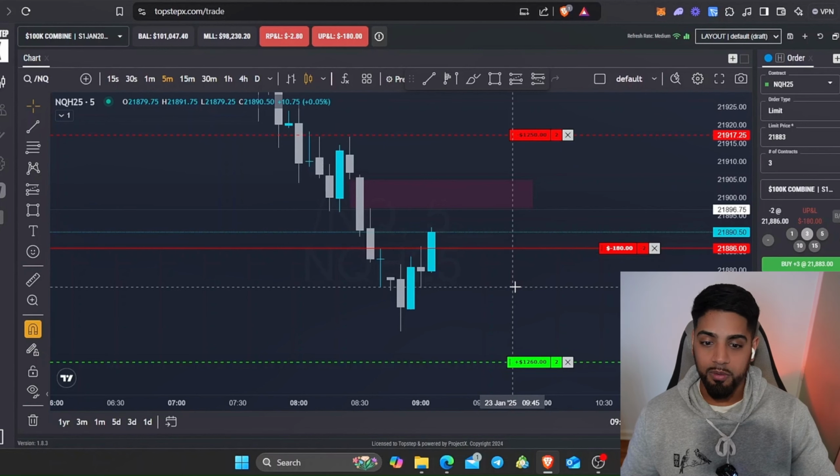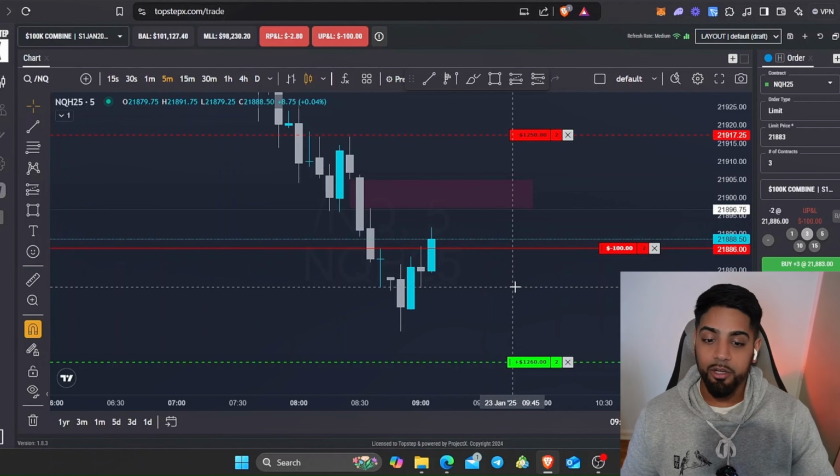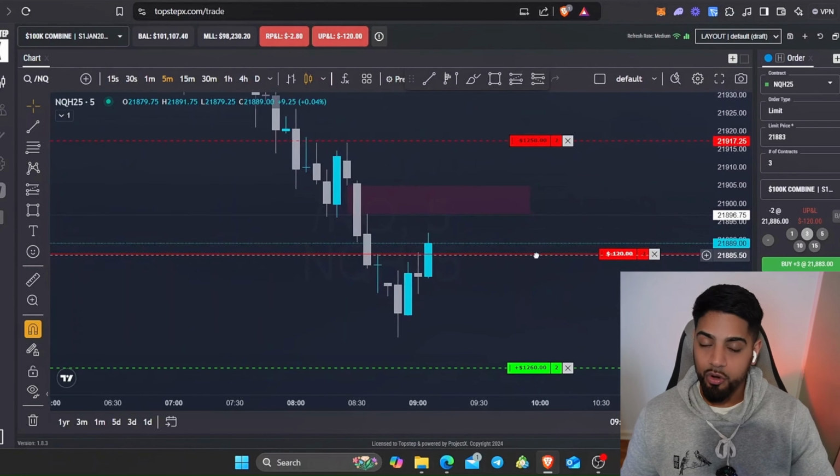A lot of people will potentially move their stop losses higher, assume a little bit more risk, or they may close out the trade early because they may think, oh, it's in drawdown, I don't want to lose too much, let me just close the position. And that is something that you really do not want to do.